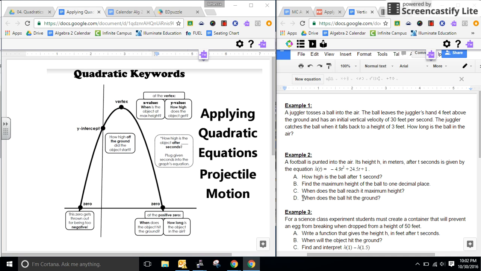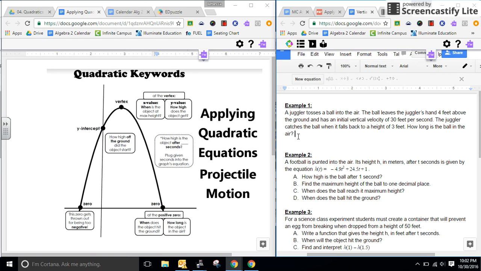So let's look at some actual examples of projectile motion problems. The first one we're going to look at is right here. Example 1: a juggler tosses a ball into the air. The ball leaves the juggler's hand 4 feet above the ground and has an initial velocity of 30 feet per second. The juggler catches the ball when it falls back to a height of 3 feet. How long is the ball in the air?